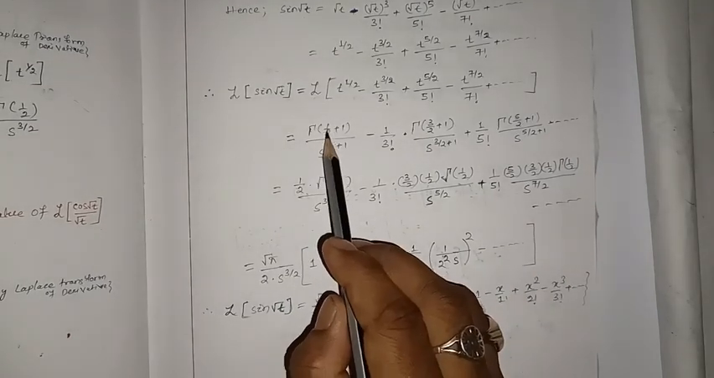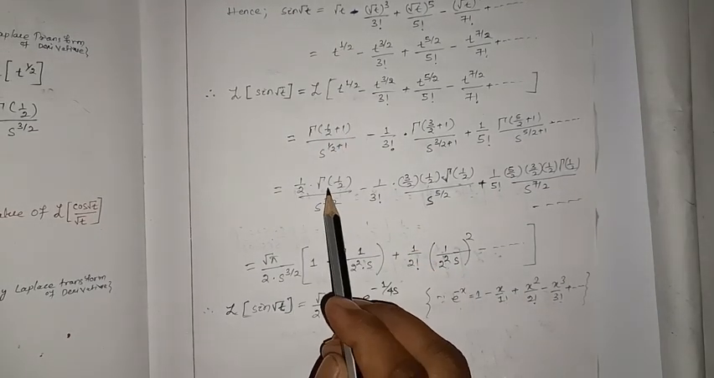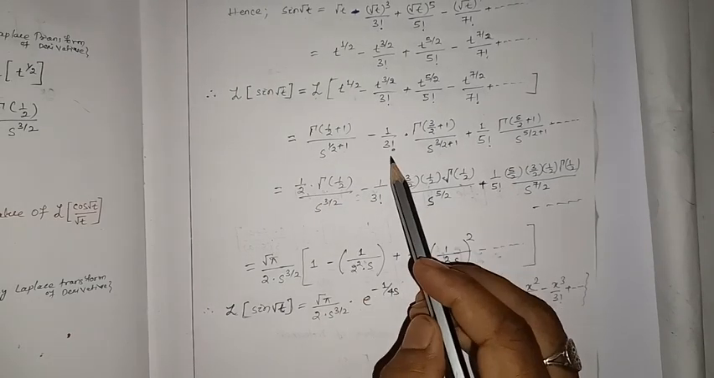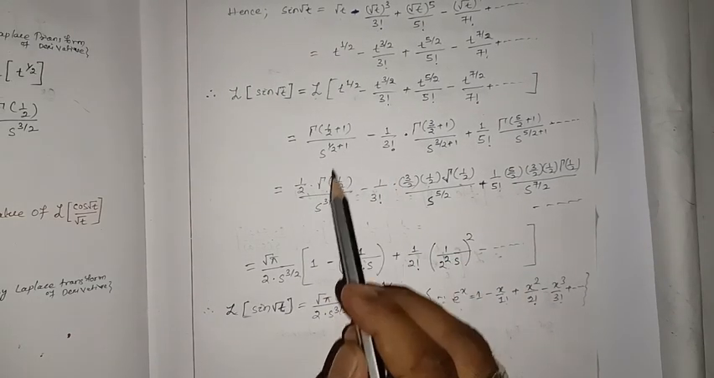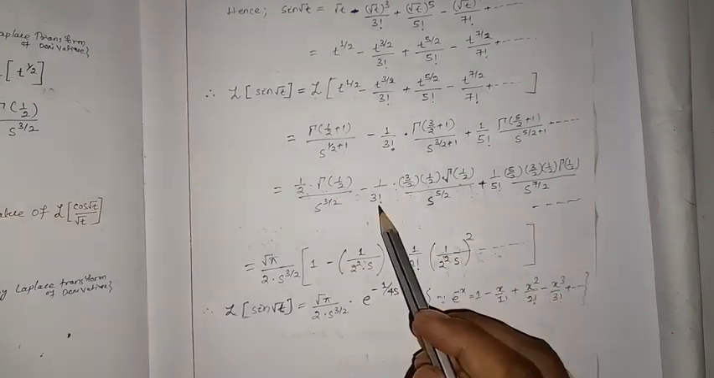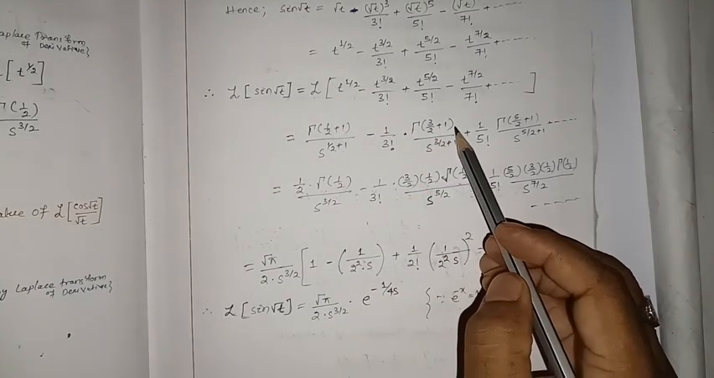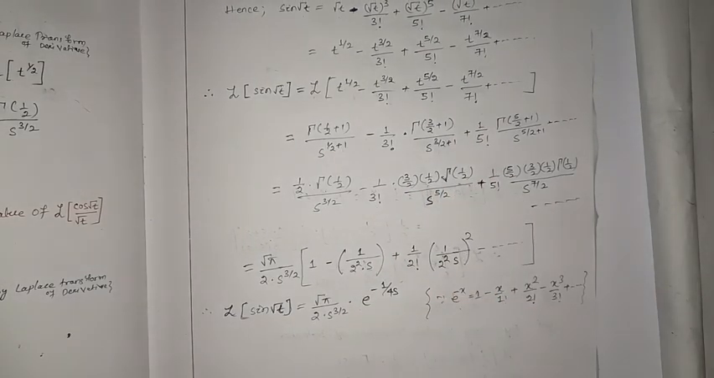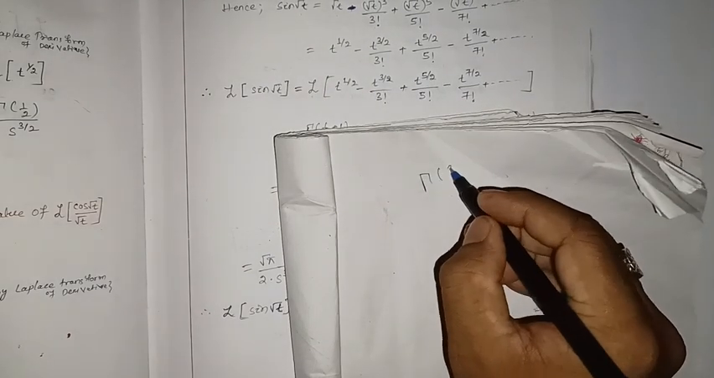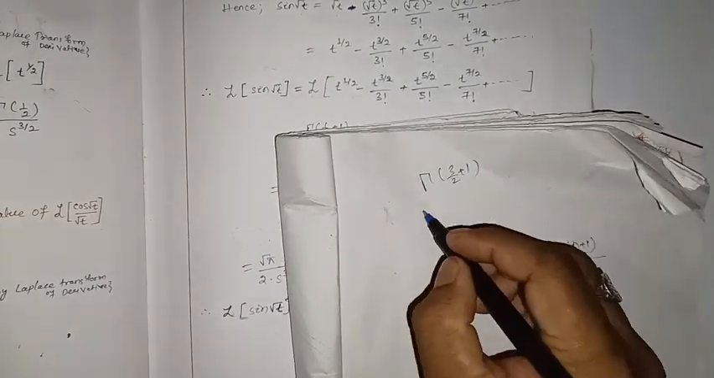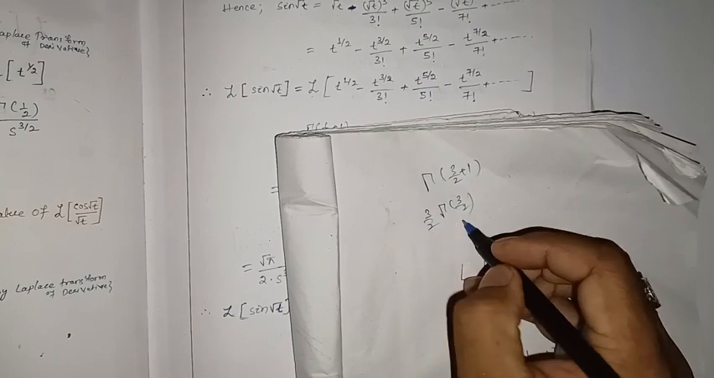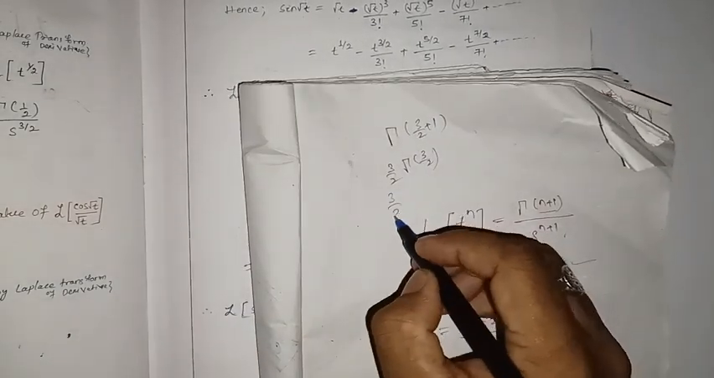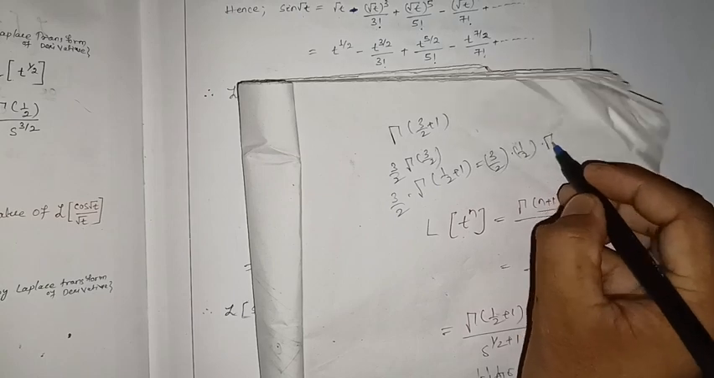Here gamma 1 by 2 plus 1 is nothing but 1 by 2 gamma 1 by 2, minus 1 by 3 factorial. Here s to the power 1 by 2 plus 1 is nothing but s to the 3 by 2, minus 1 by 3 factorial into gamma 3 by 2 plus 1, which will be 3 by 2 into 1 by 2 into gamma half. How is it? Here you can see gamma 3 by 2 plus 1 is nothing but 3 by 2 gamma 3 by 2. Right, 3 by 2 into gamma 3 by 2, where 3 by 2 can be written as 1 by 2 plus 1. So this can also be written as 3 by 2 into 1 by 2 into gamma 1 by 2.